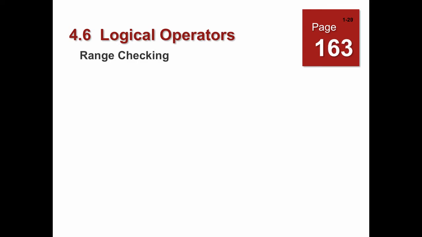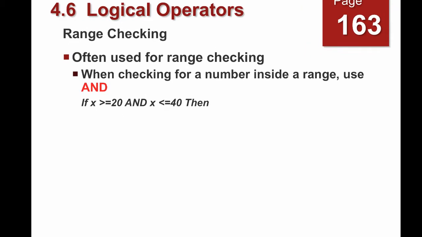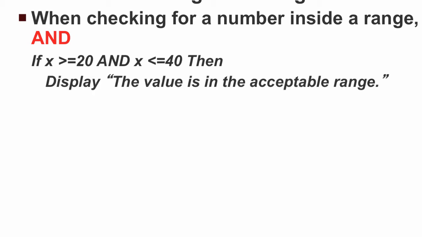More on logical operators. As I said earlier, we're checking a range. We're actually going to do it by saying and. So we're going to use that inside the range. So here we go. If x is greater than or equal to 20 and x is less than or equal to 40, then display the values in the acceptable range and end the if. Now figure out what numbers fit in that range. Everything from 20, including 20, to 40.